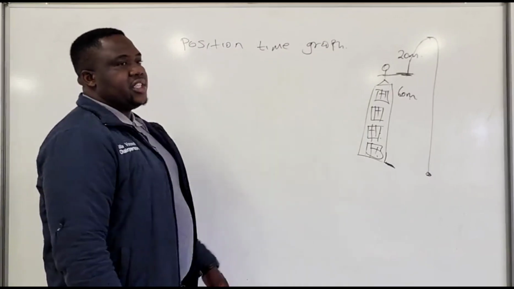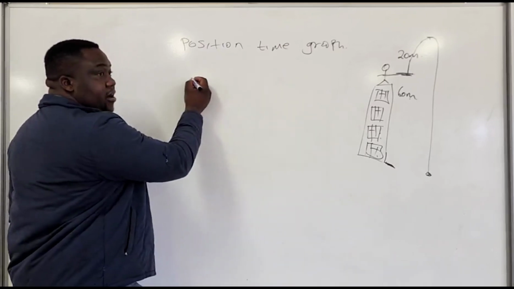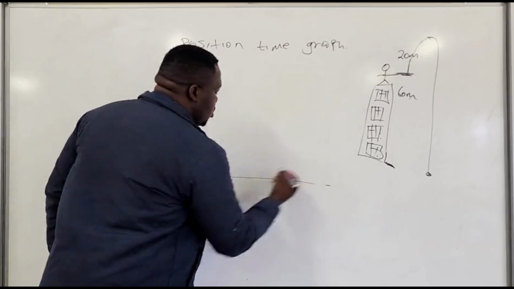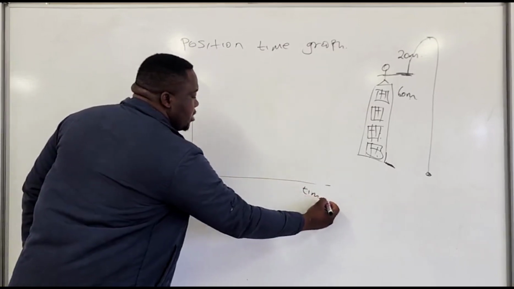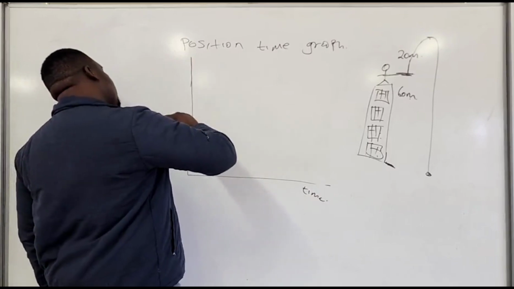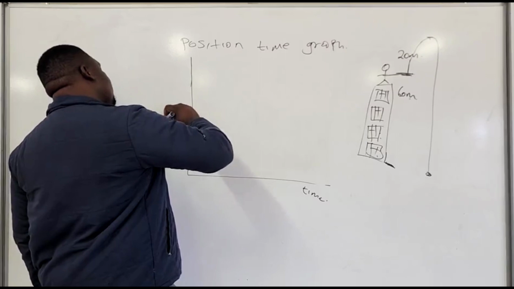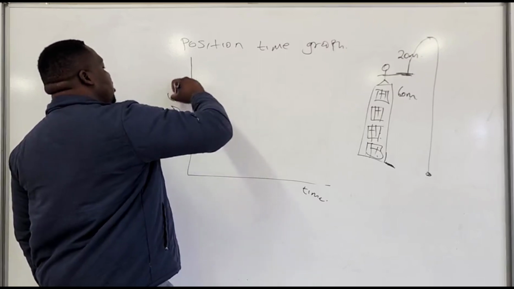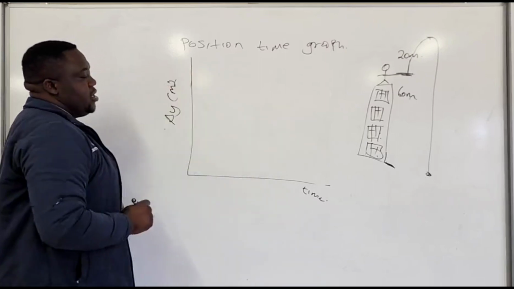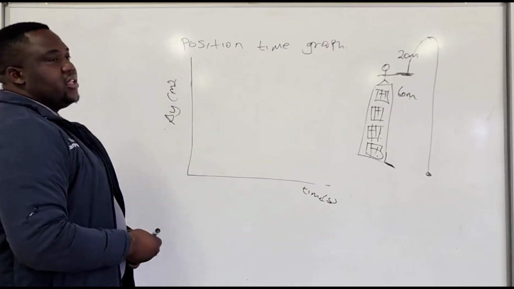Position time graph, we're just dealing with the displacement. So we're going to have our axis. We're going to have time on the x-axis. Then we're going to have the displacement, delta y, in meters. Here the time is in seconds. Then let us check.